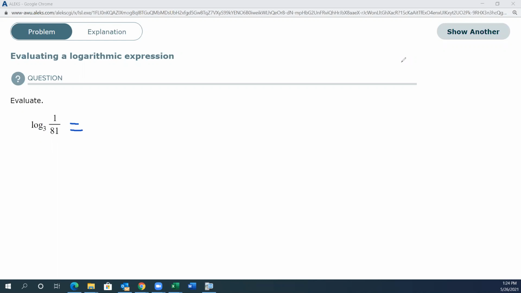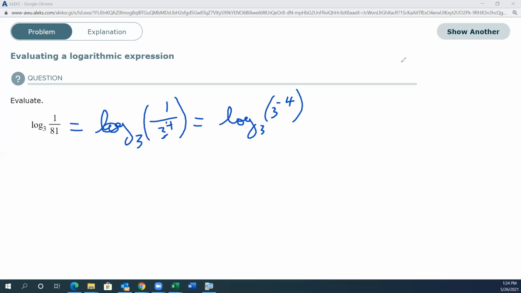Well, I know that 1 over 81 can be written, well, 81 can be written as 3 to the 4th power. I know that because I'm a math nerd. And I could write 1 over 3 to the 4th as 3 to the negative 4th. Bring it up top, changes the sign of the exponent. And when these guys match, your answer is just the exponent. Okay, as it turns out. And again, I want you to be able to do it by hand, but I know you're going to do it on the calculator a lot, and that's fine.